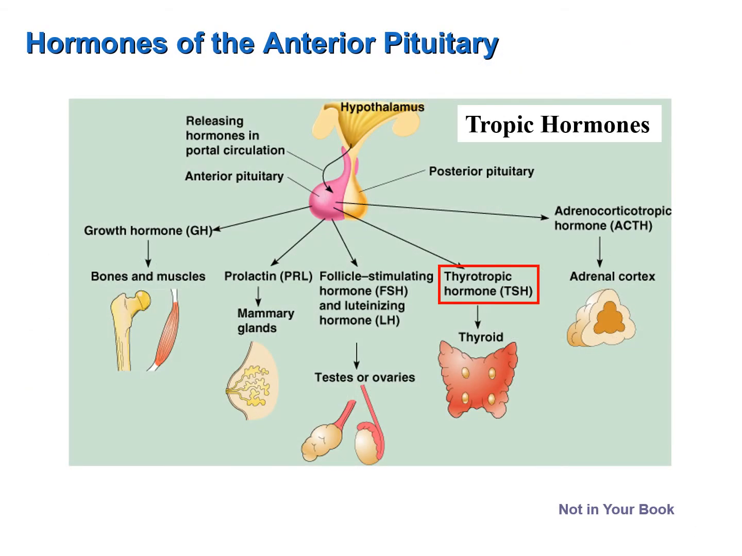We will start with thyrotropic hormone, which targets the thyroid gland. And just to be clear, thyrotropic hormone and thyroid-stimulating hormone are the same. It's just 2 different names for the same hormone.